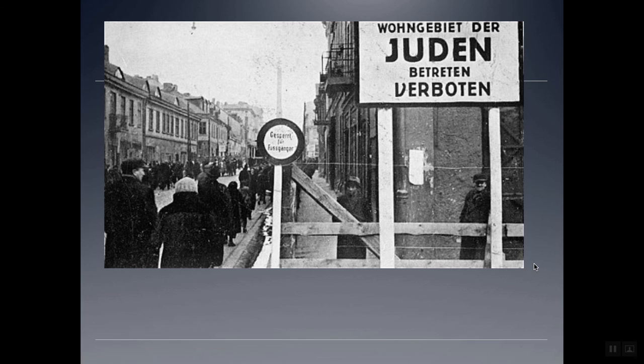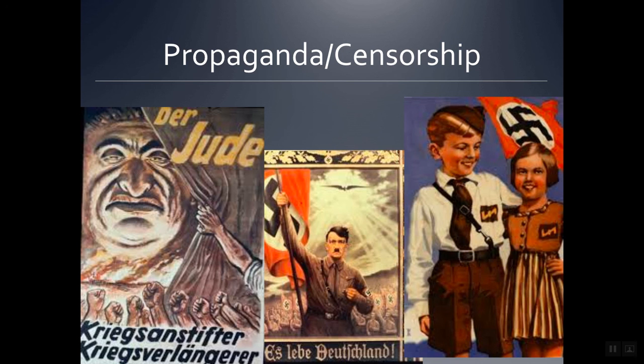Here's a picture of the ghettos where the Jews were forced to live initially. Later on, they're loaded onto carts and taken to the death camps or labor camps, concentration camps, and we will talk about that in a separate lecture. And then the last one, you guys, is propaganda and censorship.